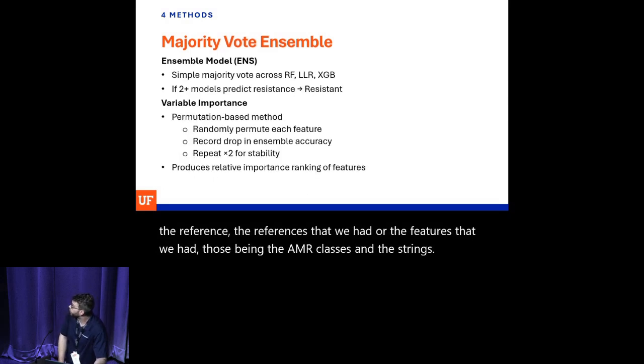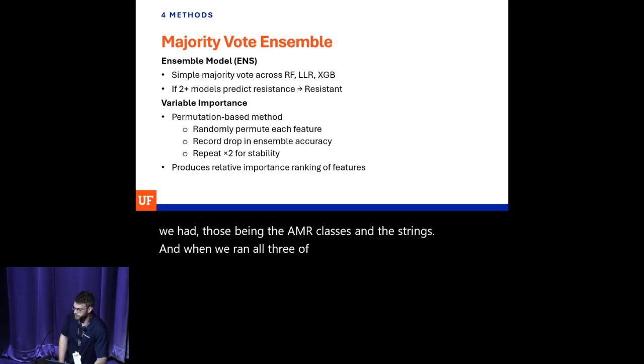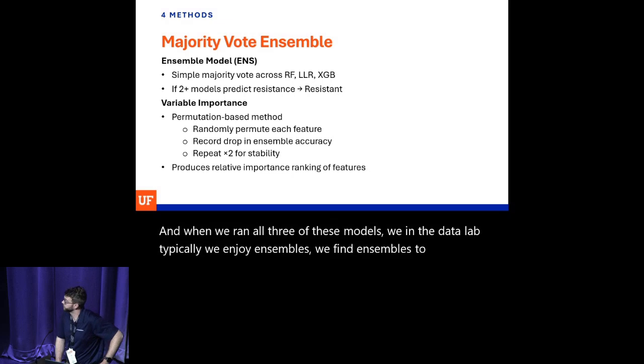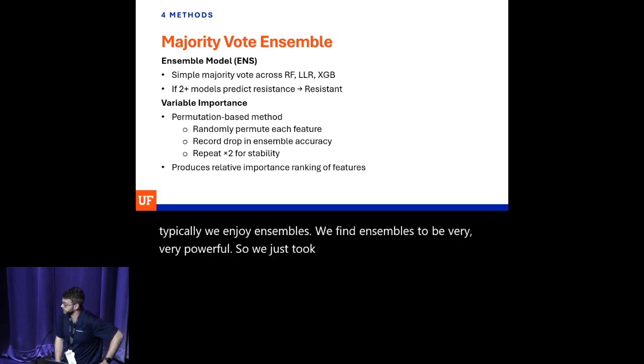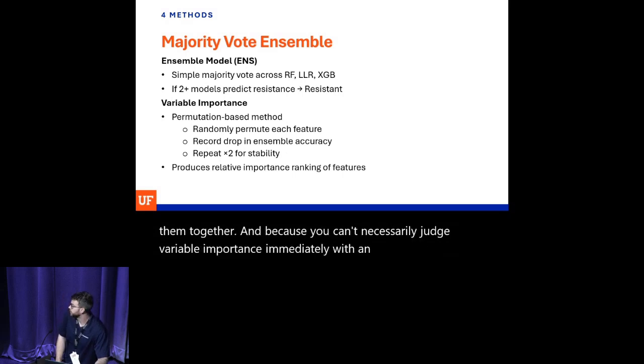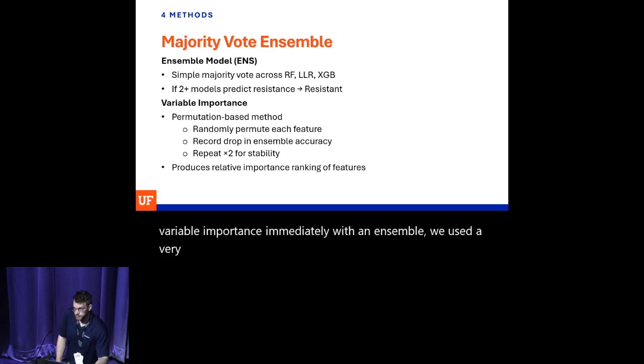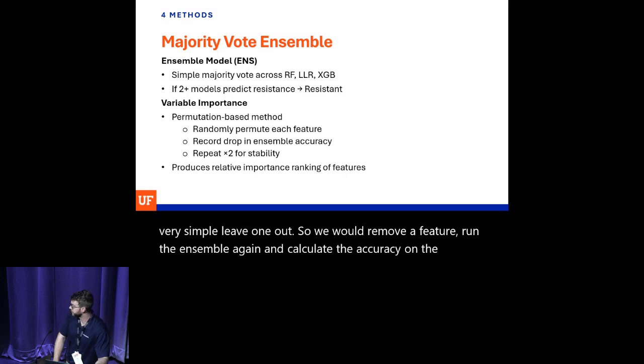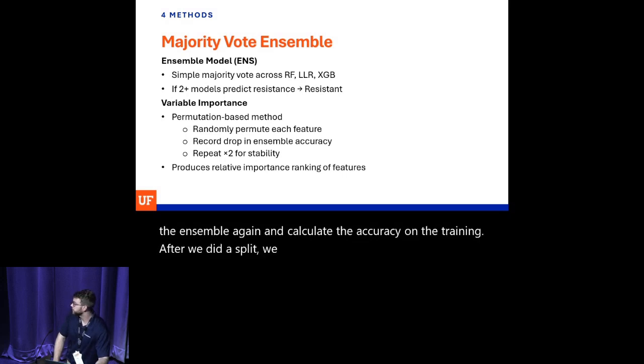And when we ran all three of these models, in the data lab, typically we enjoy ensembles. We find ensembles to be very, very powerful. So we just took all of these three and smacked them together. And because you can't necessarily judge variable importance immediately with an ensemble, we used a very simple leave one out. So we would remove a feature, run the ensemble again, and calculate the accuracy on the training after we did a split. We repeated this twice for stability, and we were able to get some variable importance that I'll show you later.